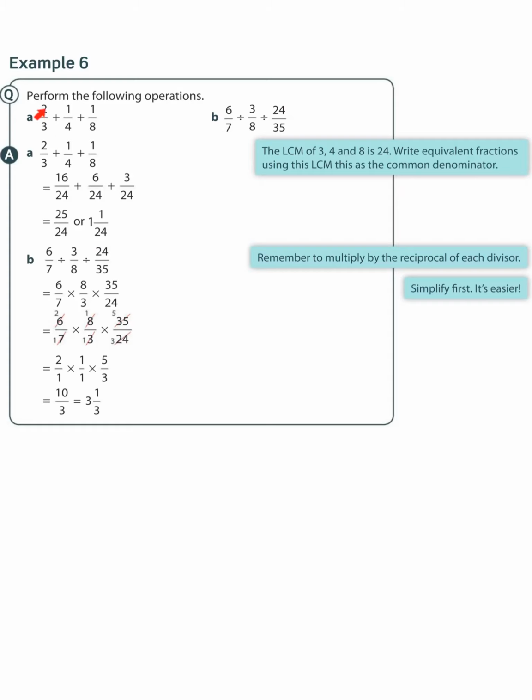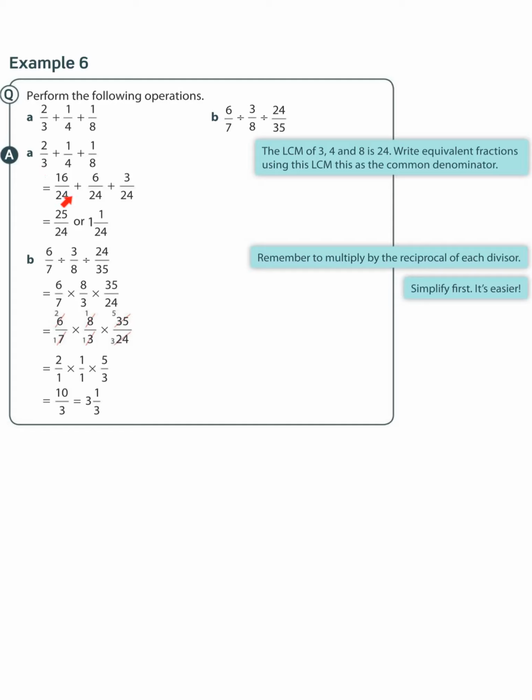Okay, let's have a look at A. We're adding these fractions. Okay, you've seen videos, you've practiced. I think we should be good at this by now. Don't forget to look at the blue box on the right. Now, the problem is, of course, that they have a different number at the bottom. Okay, we've seen that before. And when you look at the numbers 3, 4, and 8, you have to find the lowest common multiple, and that's 24. Okay, write equivalent fractions using this lowest common multiple as the common denominator.